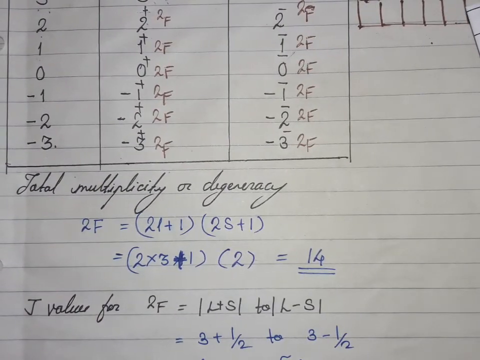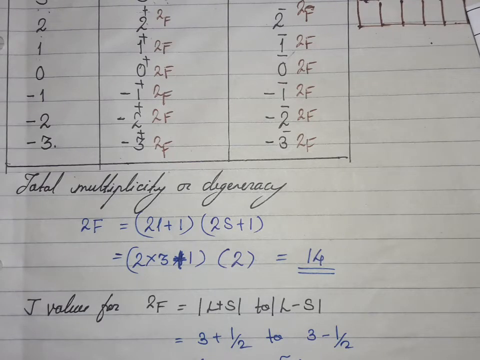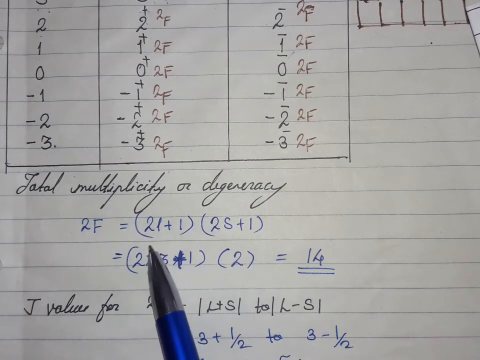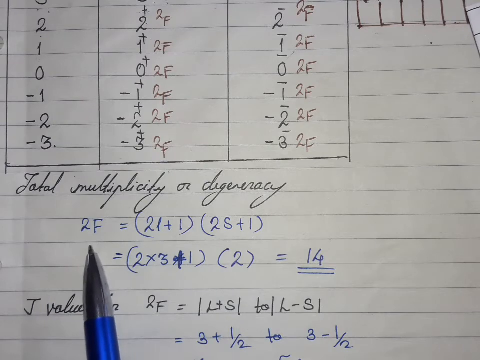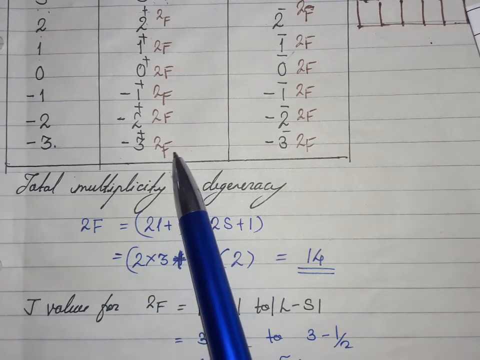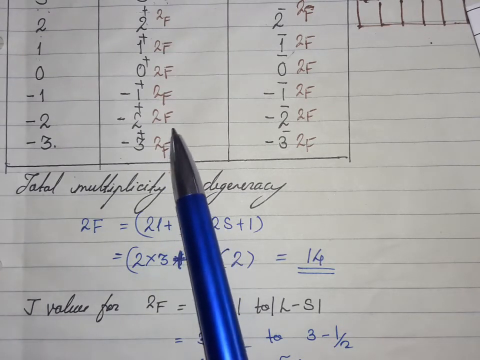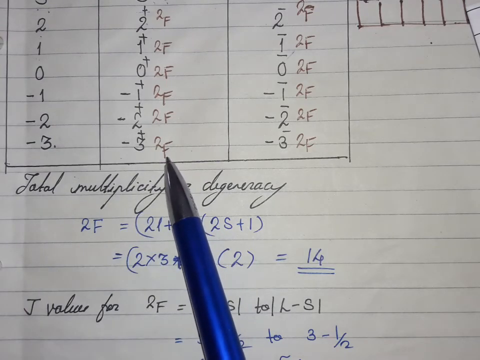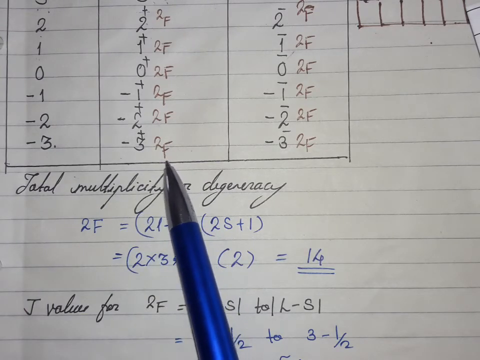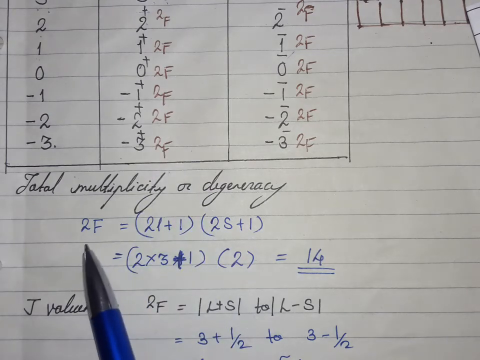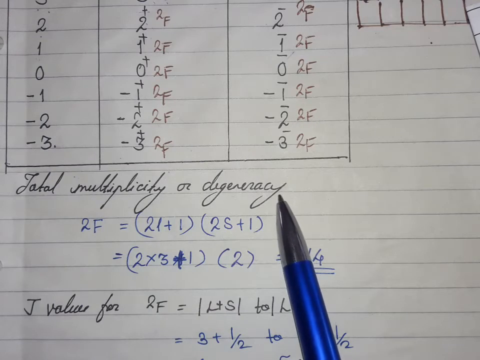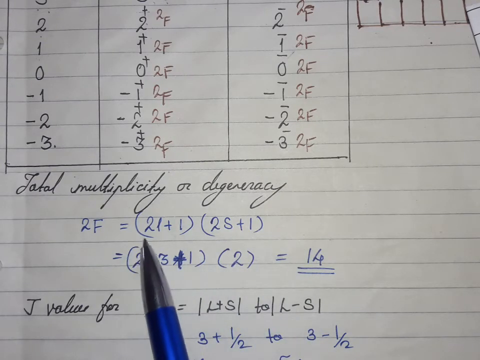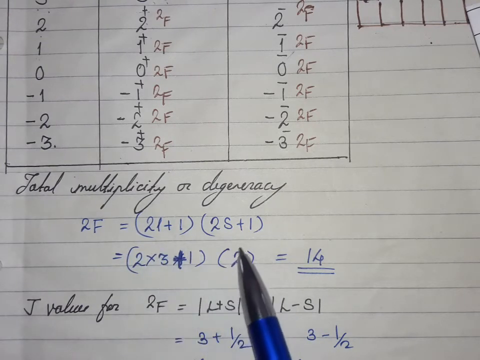How to calculate total multiplicity or degeneracy? There is a formula to calculate degeneracy, that is 2L plus 1 into 2S plus 1. For that doublet F term, we have calculated this term by using the 2S plus 1 L and J formula or term symbol. So for that doublet F, the total multiplicity or degeneracy we can calculate using this formula, 2L plus 1 into 2S plus 1.